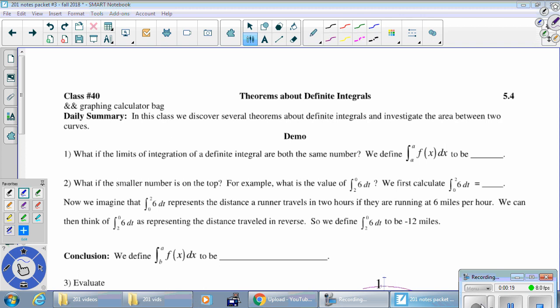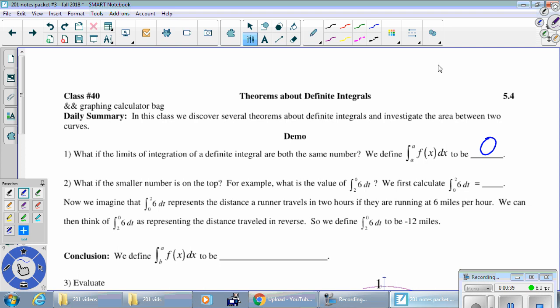Well, we know that if this is some number other than a, then this expression here represents the area between the curve and the x-axis from a to b. But if a and b are the same number, then there's no space in there. There's no area to speak of. And so we just define that to be the number 0.